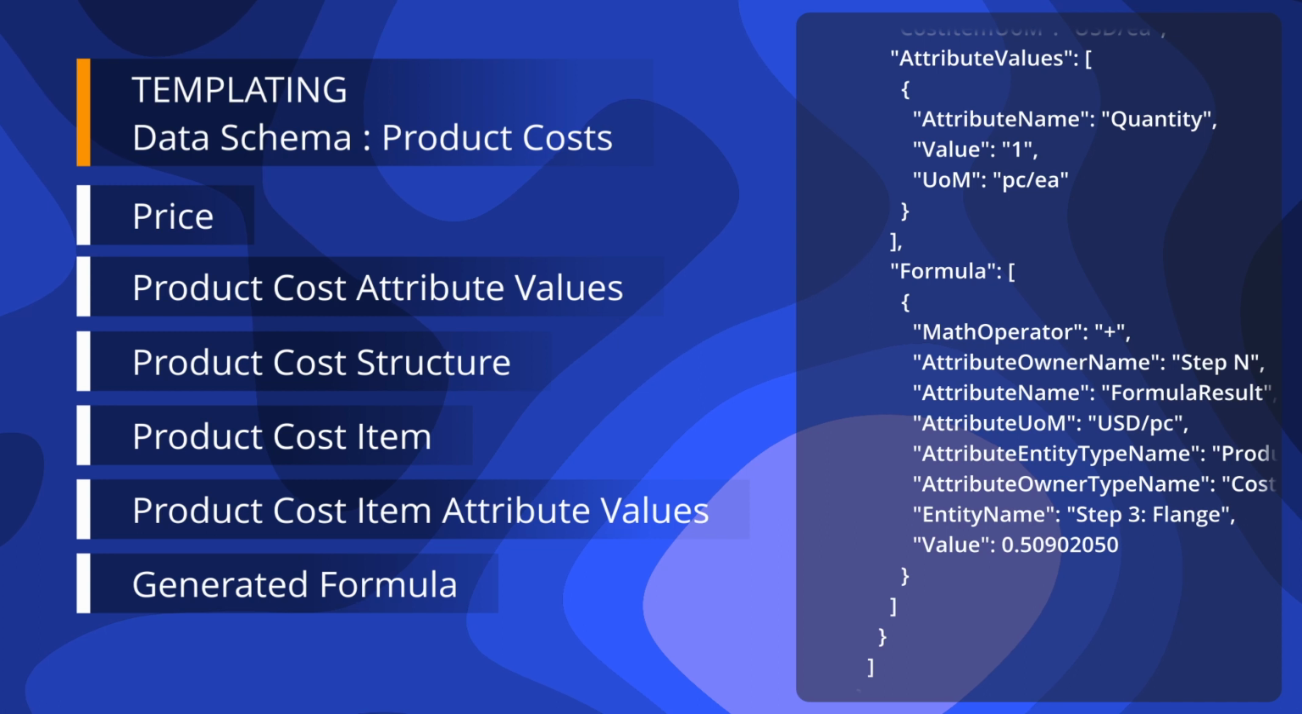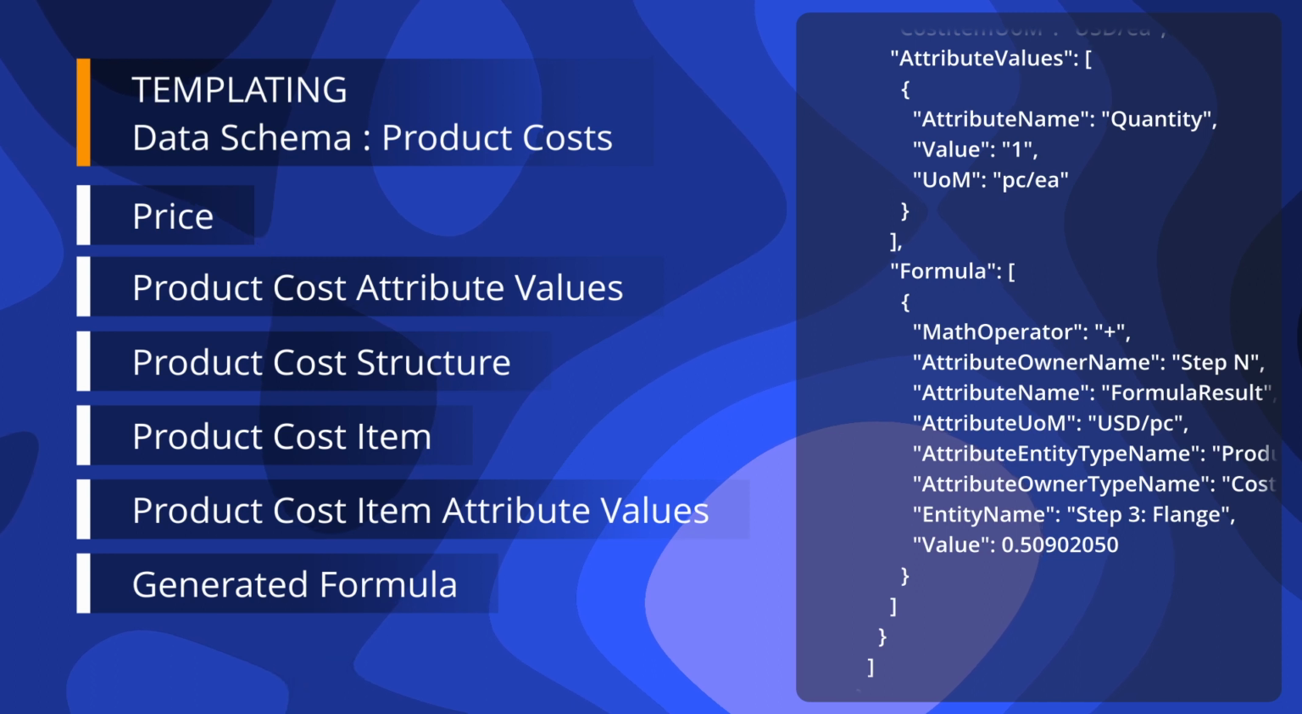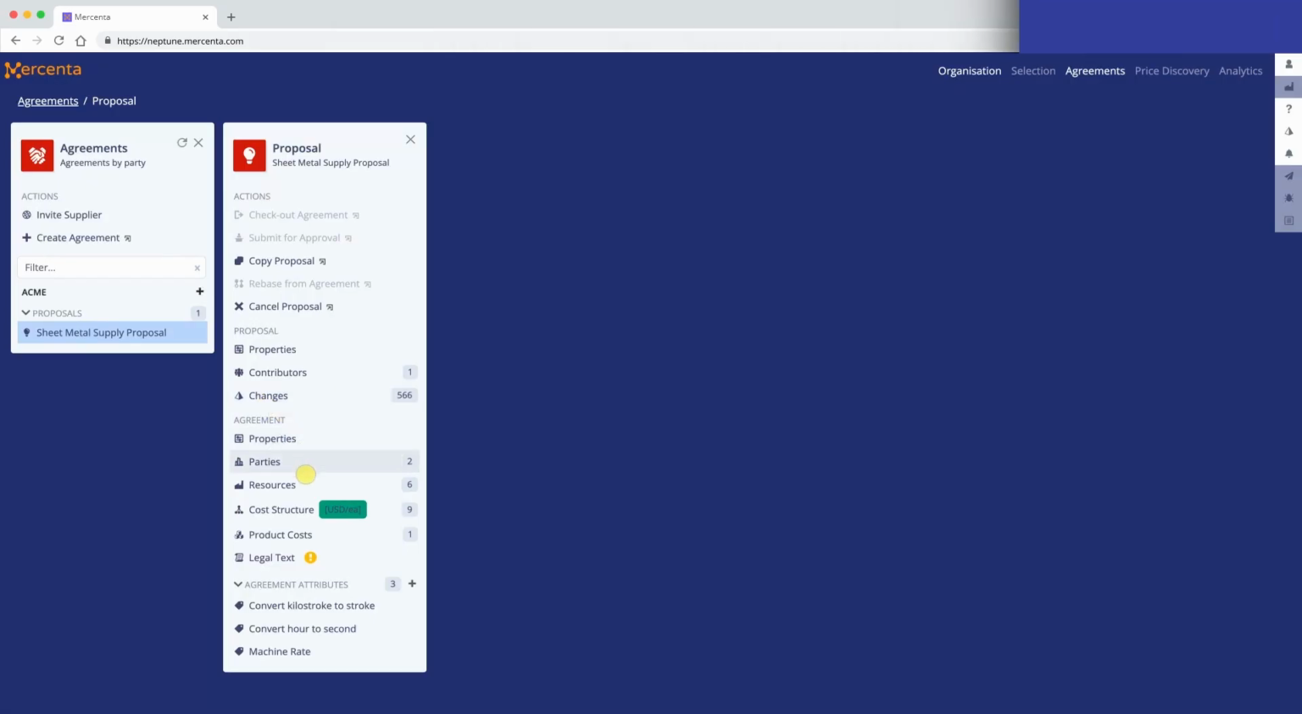That completes the data schema topic. I'll hand you over to Natasha, where she'll show you how to include what we just learned in your agreement's legal text. Thanks, William. In this demo, I will guide you through the process of incorporating the cost structure and product costs into the legal text of our agreement.